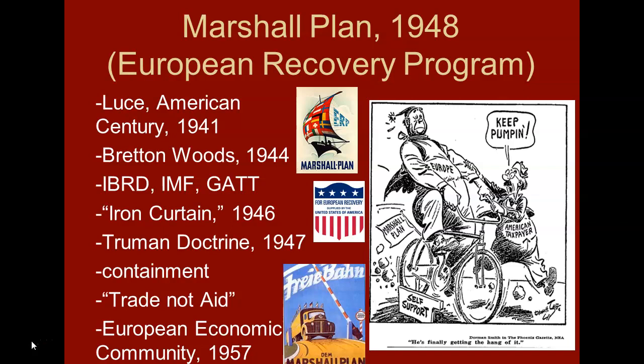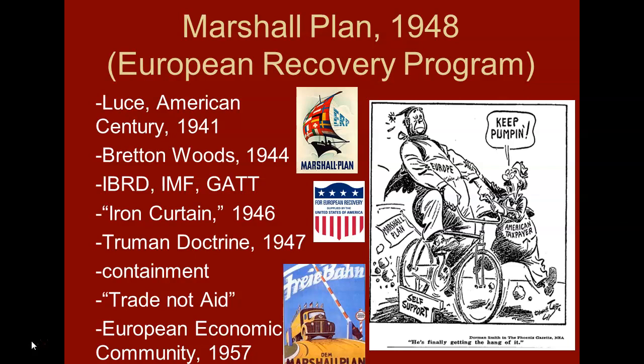The United States understood that if Europe was going to begin to buy American again, they had to be rebuilt. They didn't have the money to do that, so the United States is putting up a lot of its own money to help telescope European recovery, with the hope that Europe would begin buying American once they were recovered, and this would, of course, help America's overproduction problem.